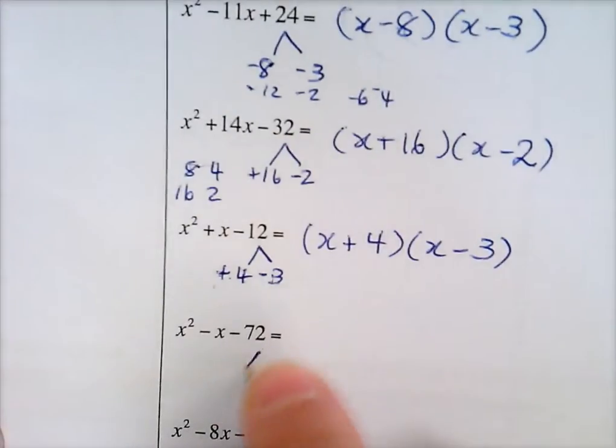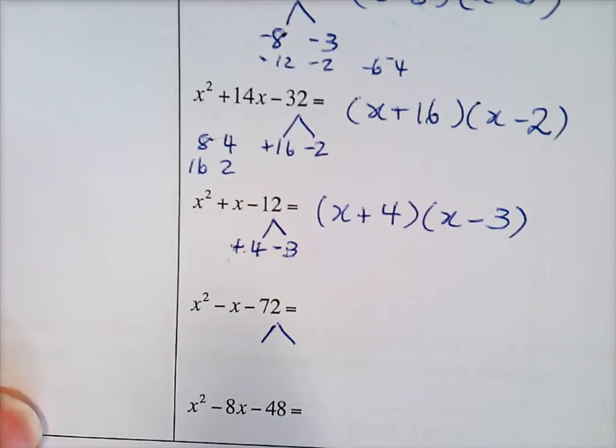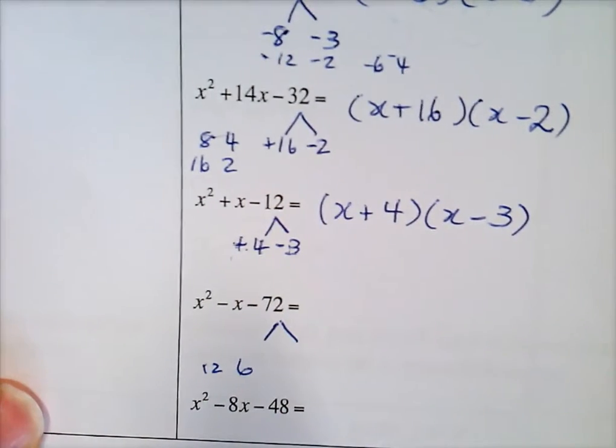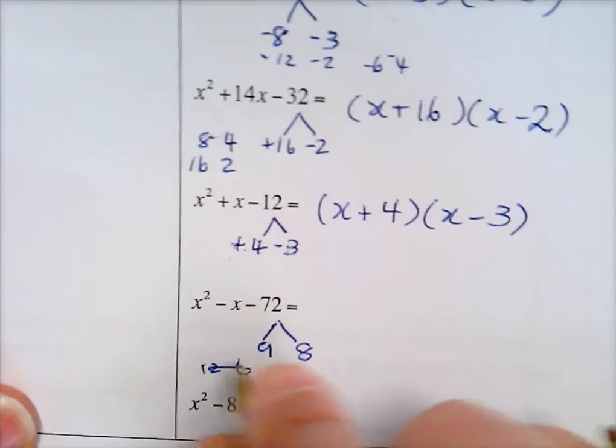The next one, numbers that multiply to give 72. 9 and 8 are good. Most people will think of 12 and 6, but they can only combine to give you what? If you add them, you get 18. If you subtract them, you get 6. There's no 1 in there anyway. So 9 and 8 are good because they're only 1 apart.